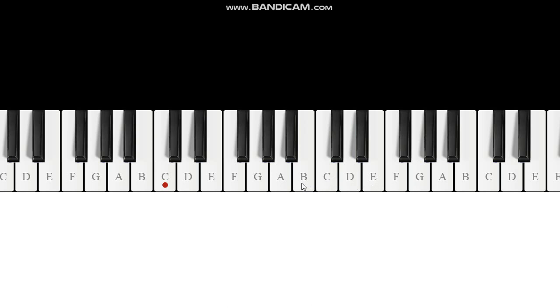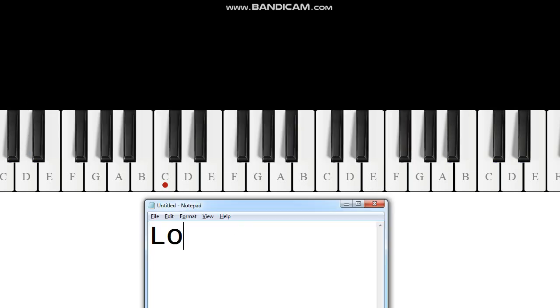So we're going to go 1, 2, 3, 4, 5, 6, 7, 8. In this mode, the half steps are between 1 and 2 and 4 and 5. The fourth and fifth note of this particular scale. So this has a name. It's called Locrian.